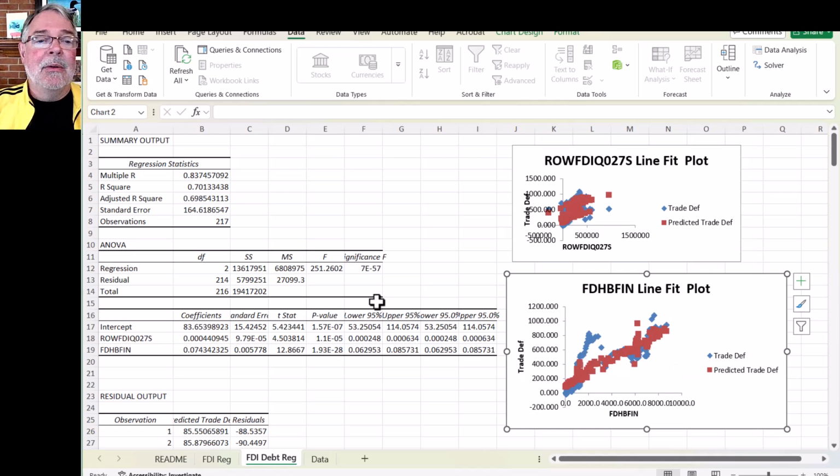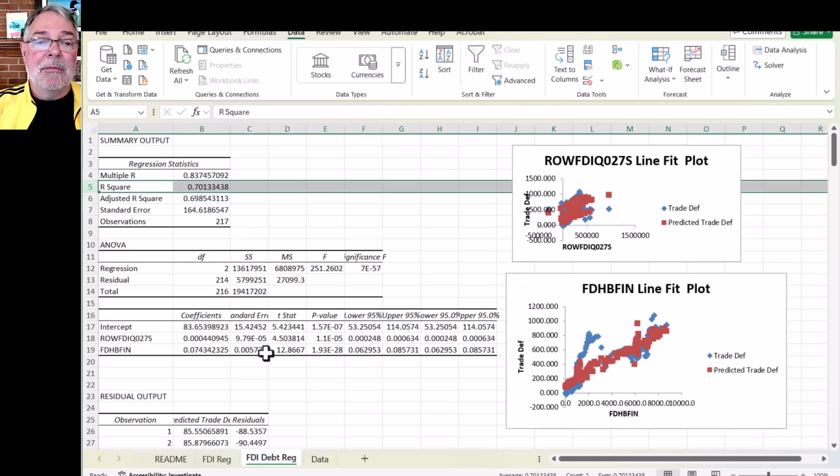So, okay, R squared is goodness of fit. How much of the variation in the dependent variable has been explained by this model, by this regression, and here we're finding 70%.